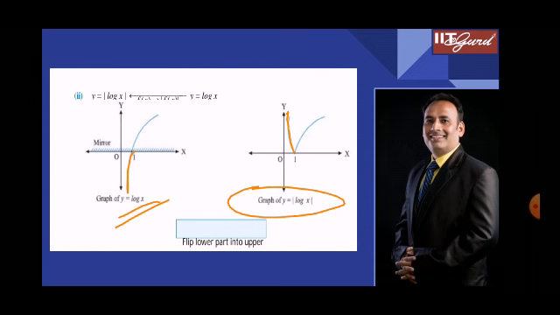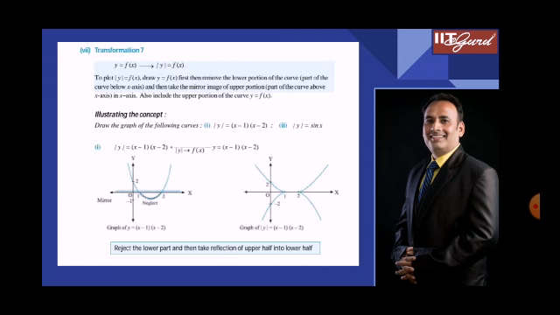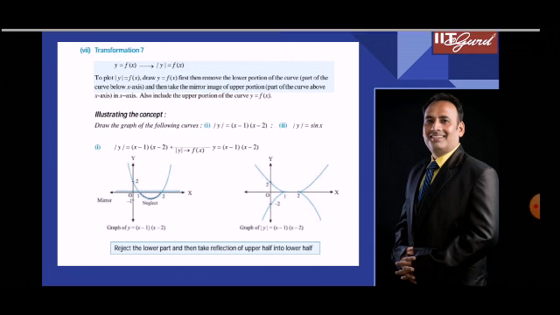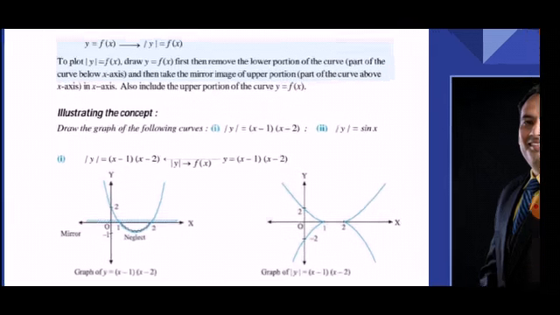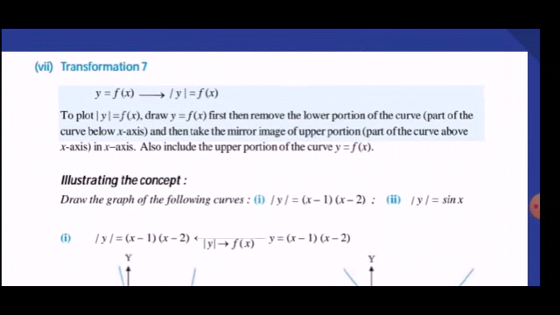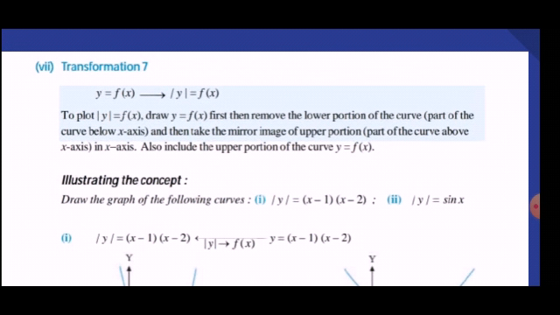Okay, so let's go for the next transformation. Transformation number 7. In transformation 7, we will discuss mod y equal to fx. Unlike the previous transformation, transformation 6, where the mod was on fx, now the mod is on y, not on fx. fx is as it is.